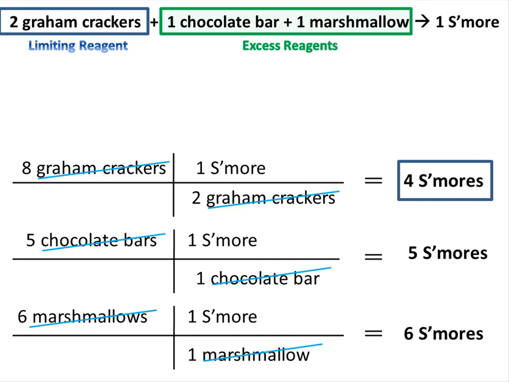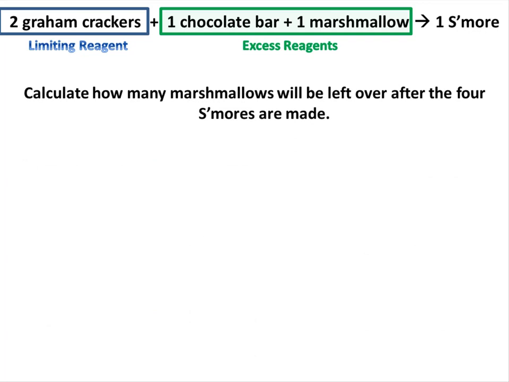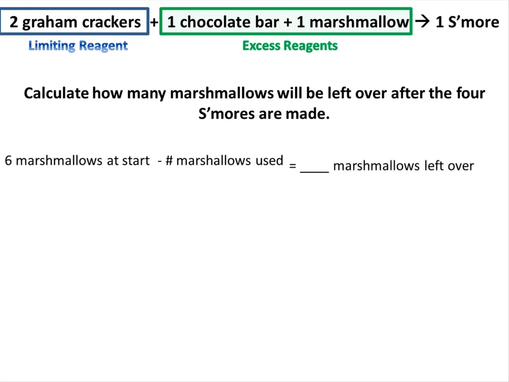Now that we know the limiting reagent, calculate how many marshmallows will be left over after the 4 s'mores are made. If we started with 6 marshmallows, we can subtract how many were combined with the graham cracker to determine the amount left over.